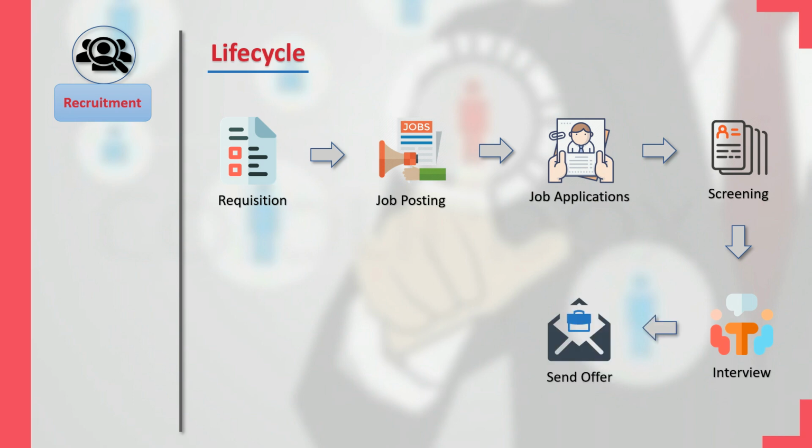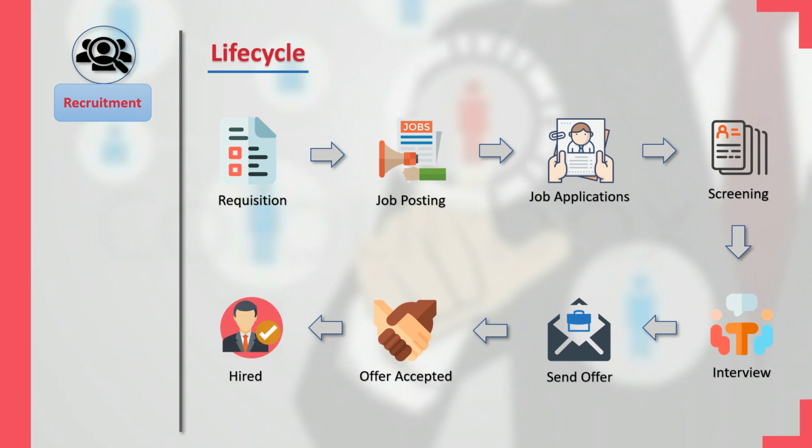Once they get the approval from higher management, they roll out the offer to the selected candidate. Once the candidate receives the offer, they will go through each and every term and condition, the CTC offered, and if they are fine with everything, they will send an acceptance email to the recruitment team. Once the offer is accepted, the candidate will then join the organization on a given date and complete all the joining formalities, and then finally the candidate will be considered as hired.